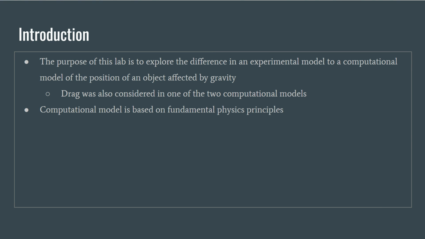So to start with the introduction, I'll highlight the purpose of the lab and some of the fundamental physics principles present. The purpose of the lab is to explore the difference in an experimental model to a computational model of the position of an object in projectile motion, which is affected by gravity. Drag was also considered in one of the two computational models. The computational model is based on fundamental physics principles and is used through GlowScript.